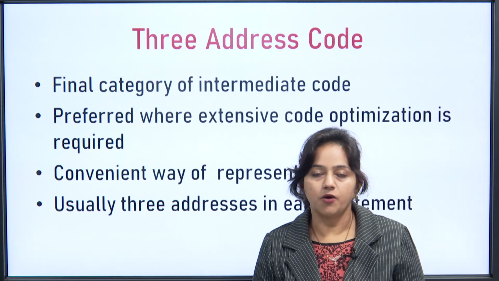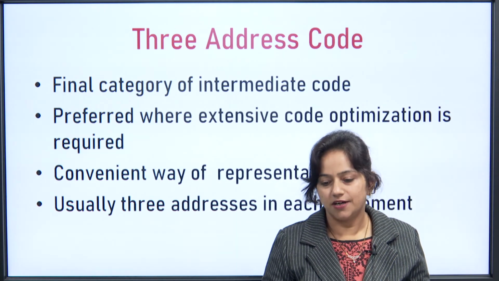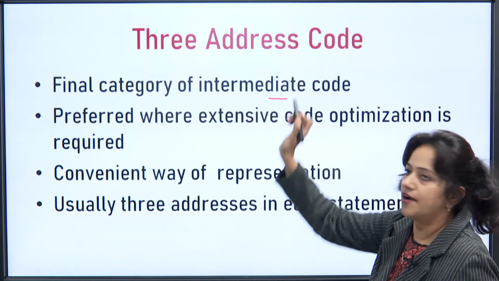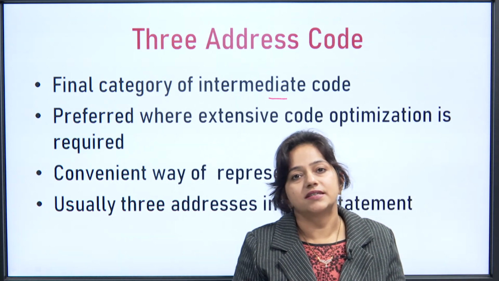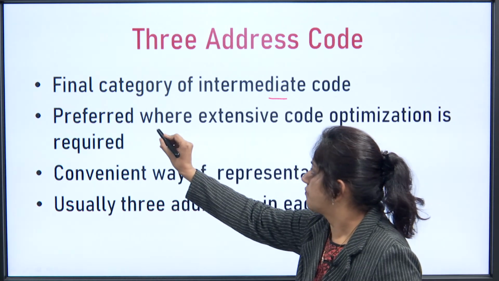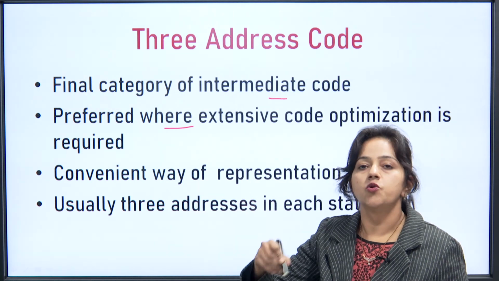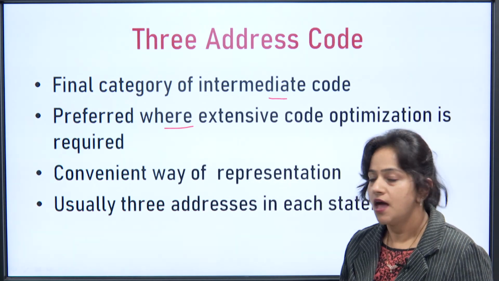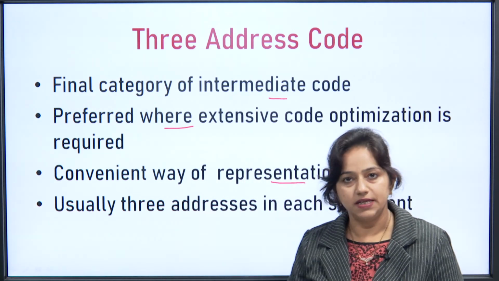As we know about intermediate code, one of the phases of the compiler is to generate the intermediate code, and a final category of intermediate code is the 3 address code. If we have a compiler where extensive code optimization is required, we generally prefer to obtain the intermediate code using the 3 address code scheme. This is a convenient way of representing intermediate code.